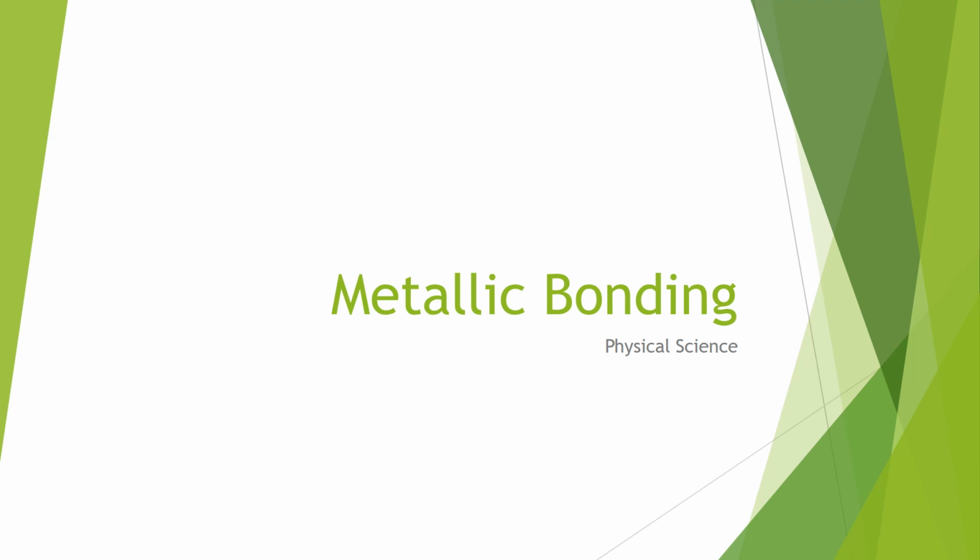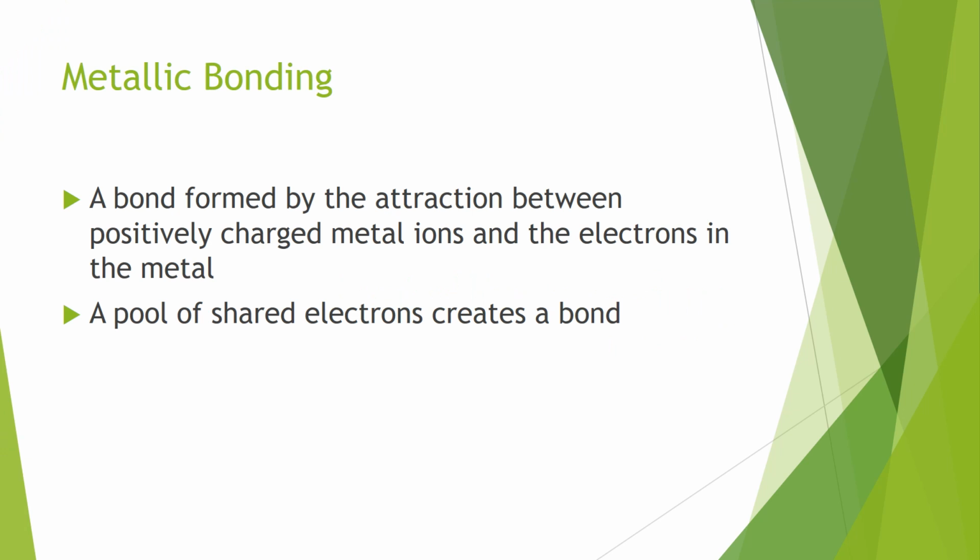What we are talking about in this chapter is metallic bonds. Bonds are formed by attraction of positively charged metal ions, which we know metals form positive ions, and the electrons that are in that metal. So instead of them being transferred or being shared between the atoms, there's basically a pool of shared electrons that creates that bond. So it's not quite the same as a covalent bond, where they're sharing just certain pairs of electrons. In the metallic bond, all the electrons are just being thrown into a pool to share together.